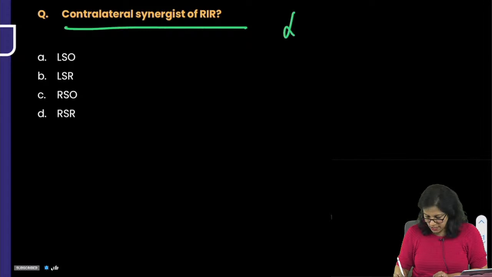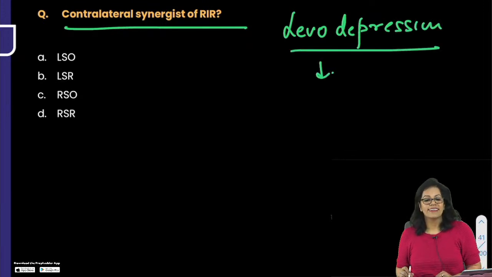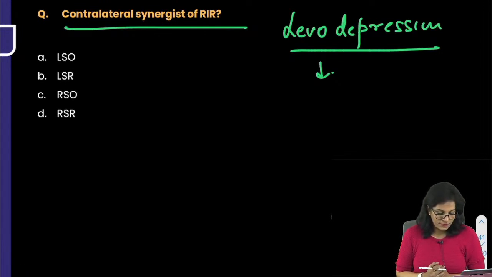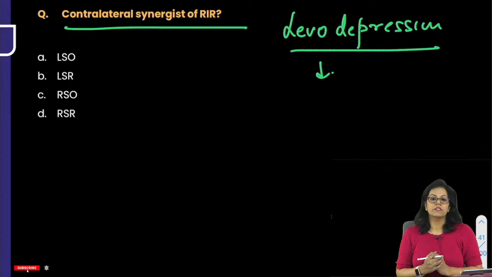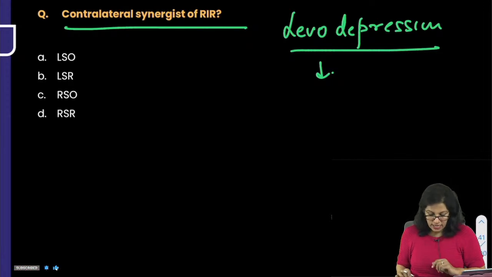Suppose I ask you, tell me the muscles involved in levo depression. Can you answer me this, please? What are the muscles involved in levo depression? No, don't get confused, Dr. Shri. Okay, that's a good question. You all answer this first and I will just take that.